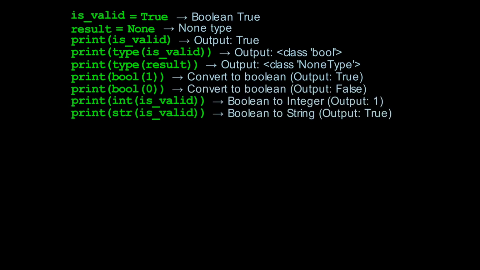In Python, 1 is considered to be True when converted to a Boolean. On the other hand, 0 is considered False. Booleans can also be converted to integers. True becomes 1 and False becomes 0. And we can also convert Booleans to strings. Here True is converted to the string 'True'.